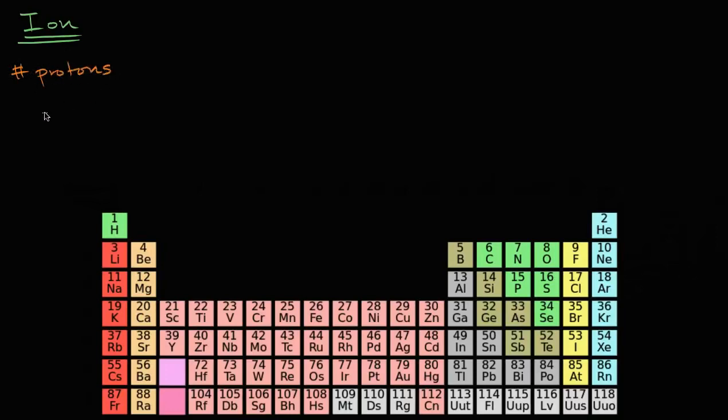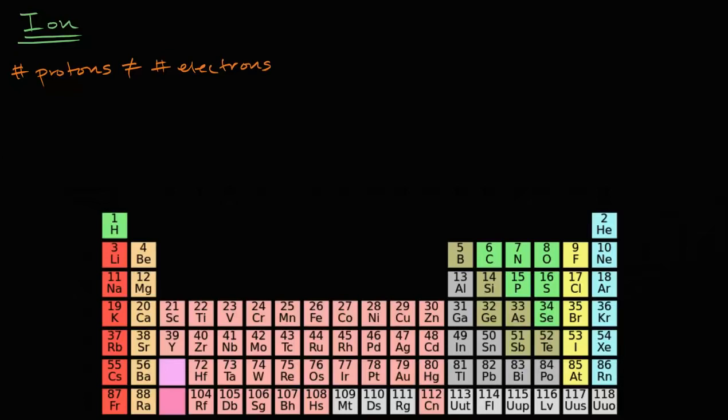protons, and this is for an atom or a molecule. A molecule is just a bunch of atoms bonded together. If the number of protons does not equal the number of electrons. And you can have positive ions if the protons are more than the number of electrons. Protons are positive, electrons are negative. And you can have negative ions if the number of electrons is greater than the number of protons.